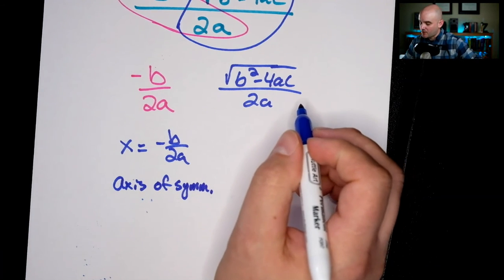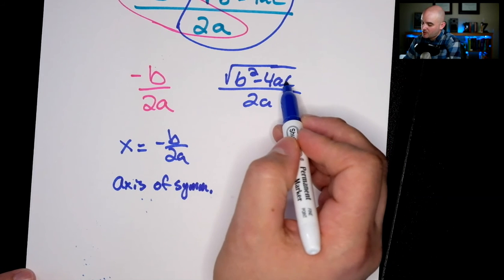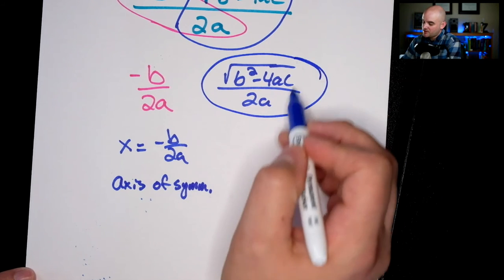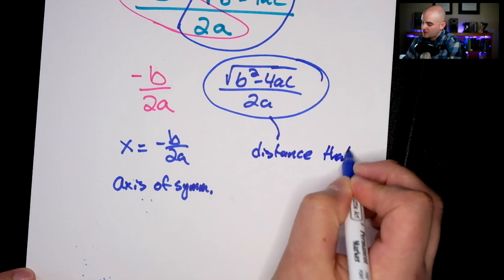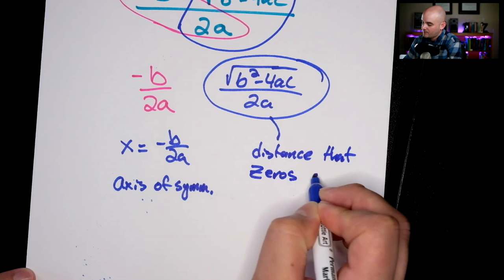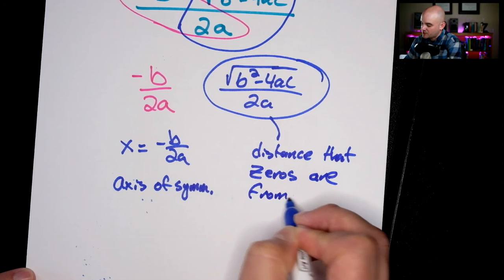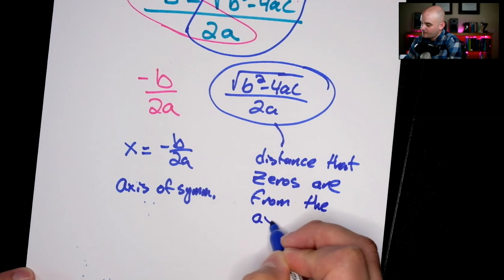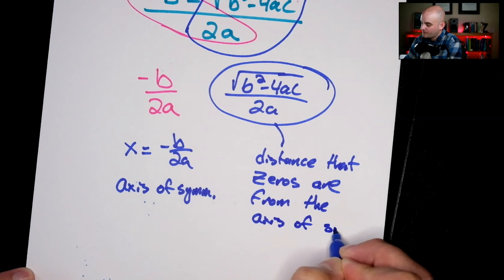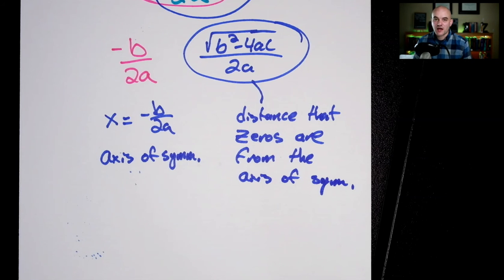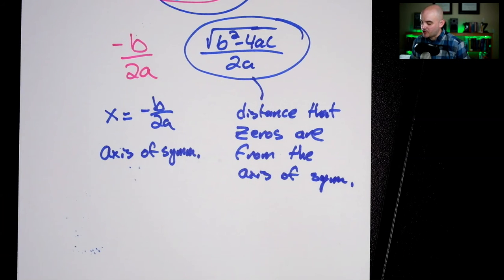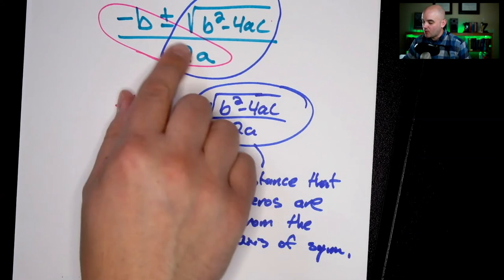And then the other part right here, all of this mess, b squared minus 4ac all over 2a, this becomes our distance that zeros are from the axis of symmetry. So another way to say that is you could say how far right or left you go from the axis of symmetry until you crash into the zeros. All right. So that's another way to look at the quadratic formula.